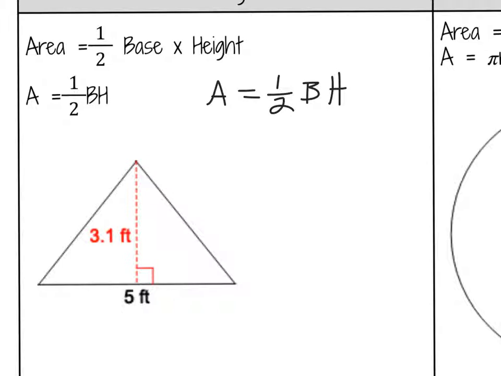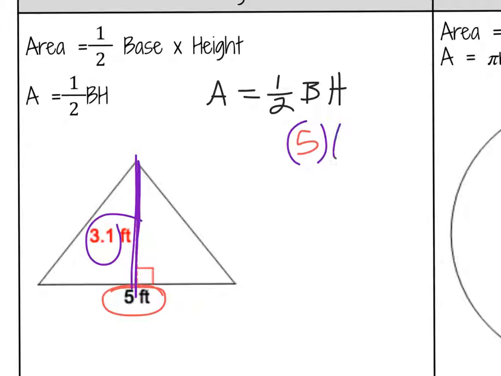So I start by writing my formula. Then I fill in what I know. Here's my base. And this one is my height, the one that goes up and down through the triangle. That is my height. I have 1/2 times those. So 1/2 times 5 times 3.1.